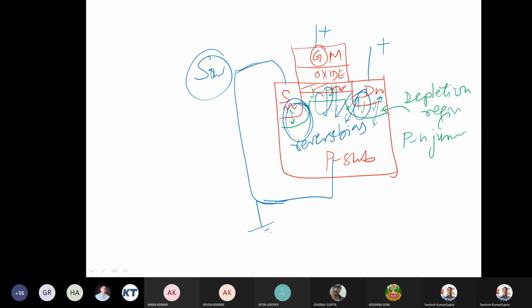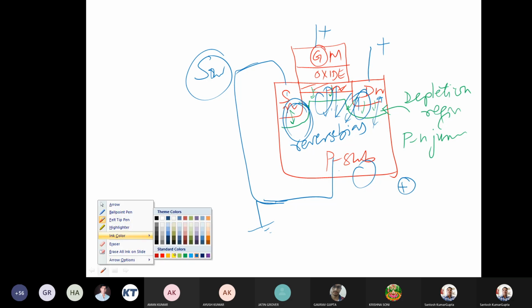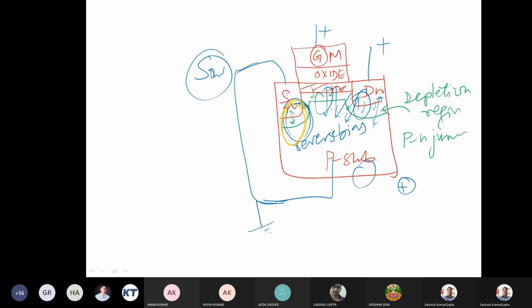If we don't do this, what will happen? If the substrate has a higher value, then there is a chance that this source-substrate p-n junction may get forward biased. There is a chance that this particular p-n junction may get forward biased. We don't want that. On the other hand, if we have a negative potential on this substrate, then we have more reverse bias.